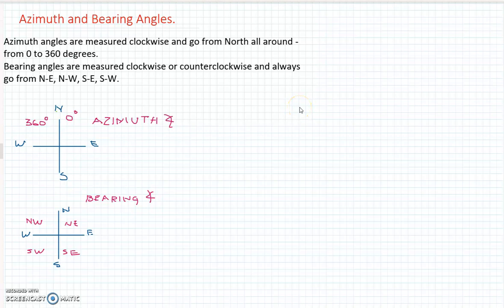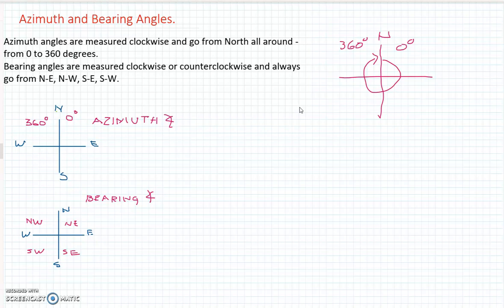Okay, in this video I'm going to talk about azimuths and bearing angles. This is easier to calculate or to name. Usually they first talk about the azimuth angles. The azimuth goes from north all around to 360 degrees. That means from 0 degrees all around to 360. That's what they call azimuth angles, okay?